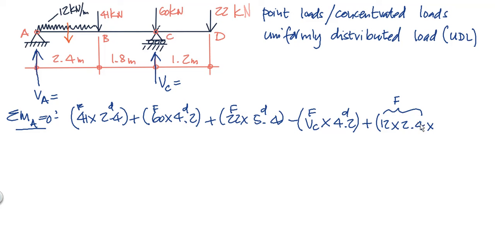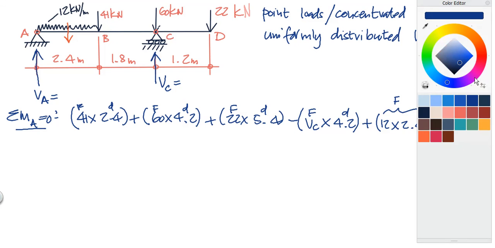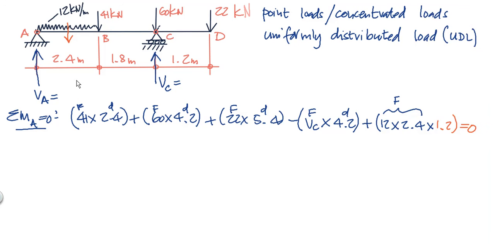Times 1.2. There's no more. So it's equal to 0. Is that sinking in? Let it sink in. So for the UDL, it's always the value of the UDL times the length times the distance from the center of the length of the load to the point of rotation. Now remember, this point of rotation is sitting over here, so it's just 2.4 over 2. If we were taking moments about D, you see where this is going? It will be 1.2 plus 1.8 to wherever the point of rotation is. If it was up to C, it will be 1.2 plus 1.8. Keep that in mind.